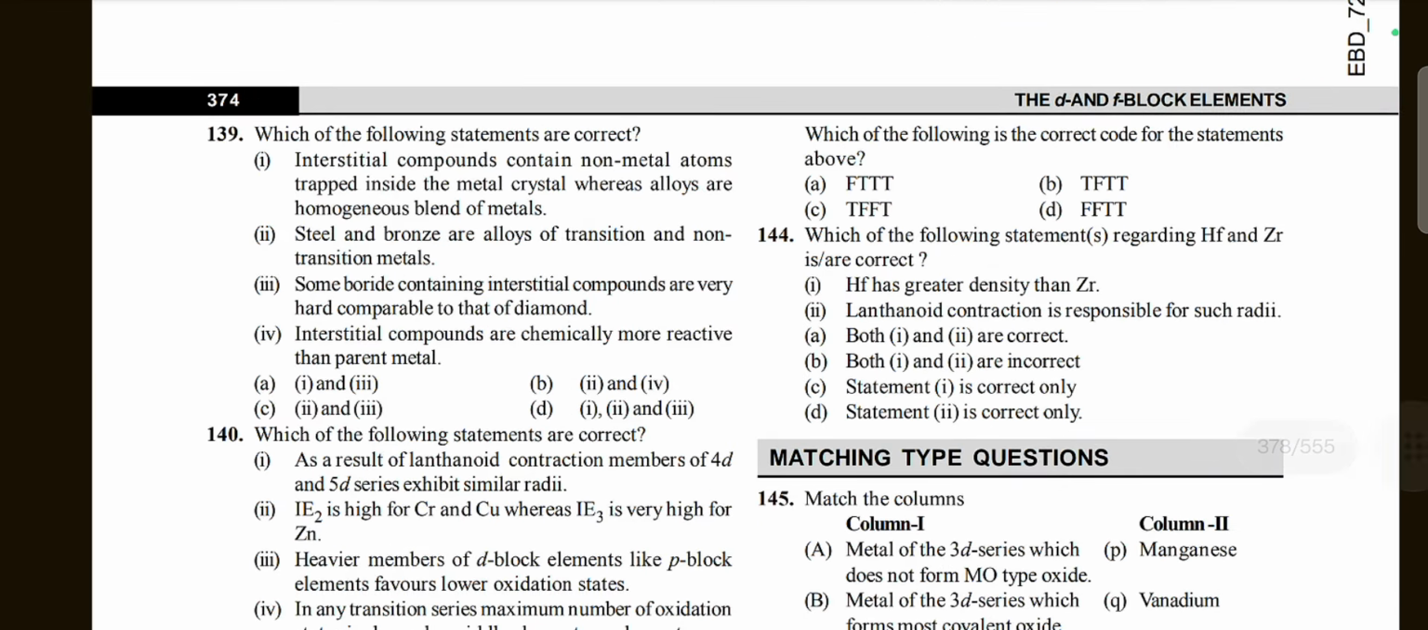Which of the following statements are correct? Interstitial compounds contain non-metal atoms trapped inside the metal crystal, whereas alloys are homogeneous blend of metals.